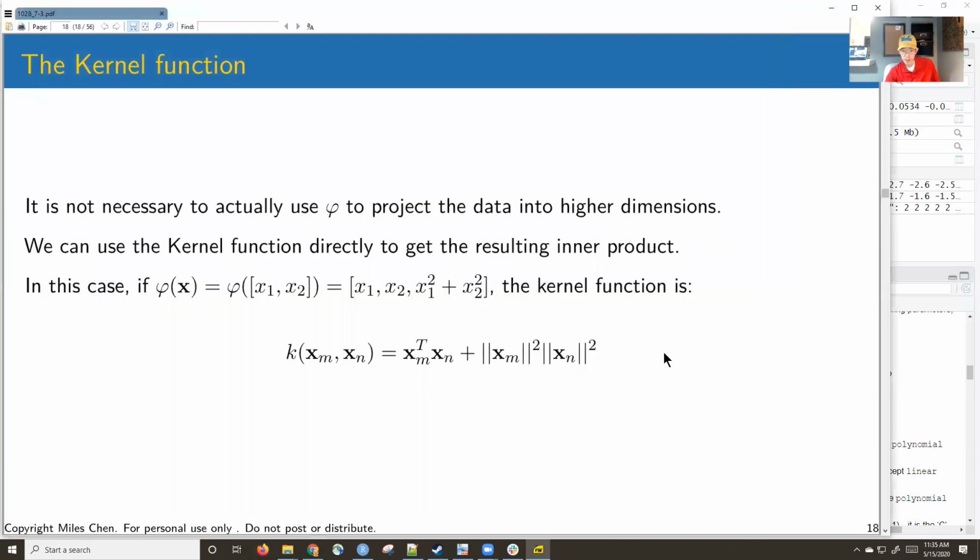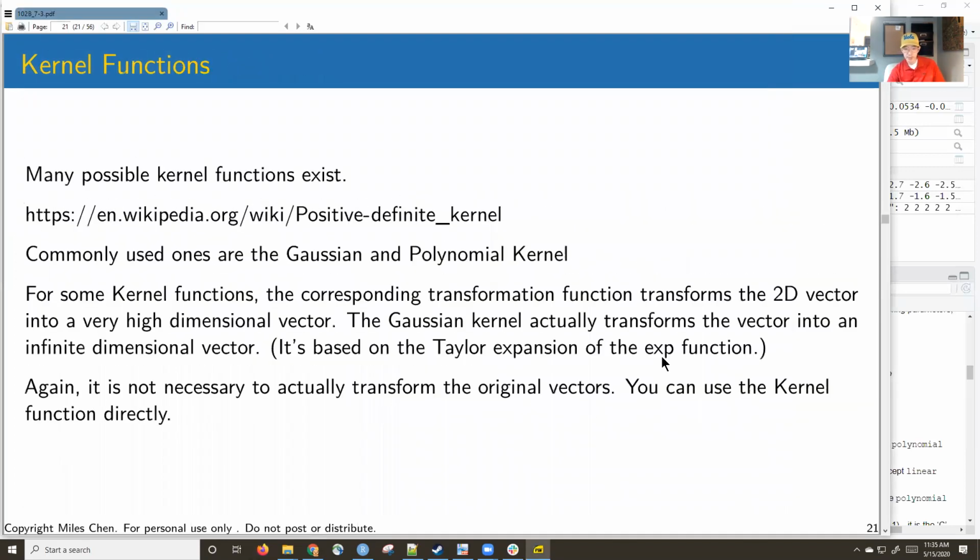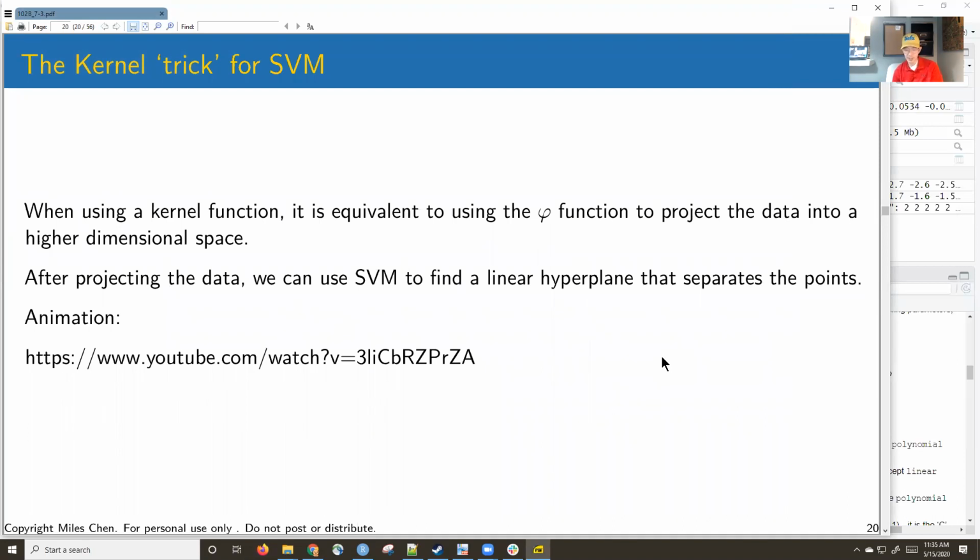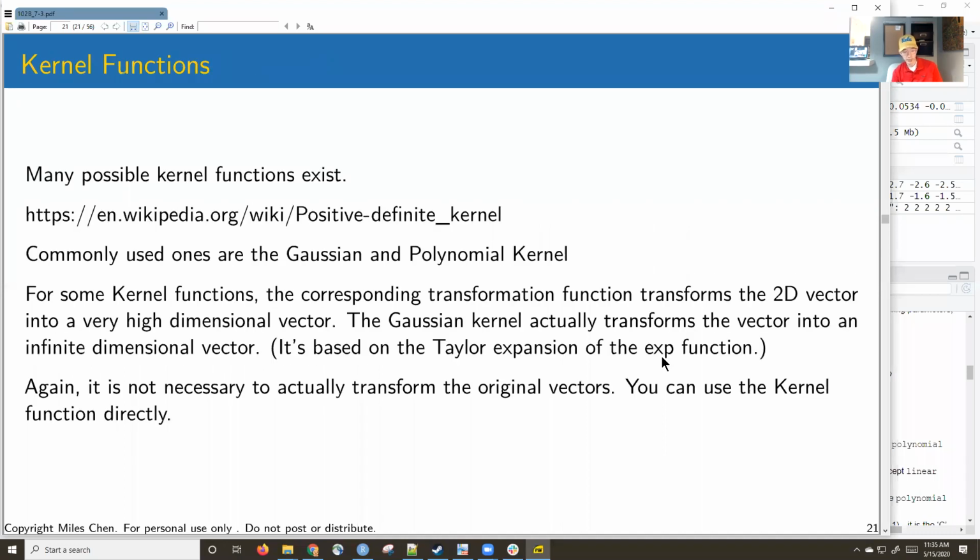So that's known as the kernel trick, or the kernel method: we can find a linear hyperplane that separates our data, even though in 2D it doesn't work. And there are a bunch of different kernel functions, which we call positive definite kernels, that will transform your data from a lower dimensional space to a higher dimensional space.